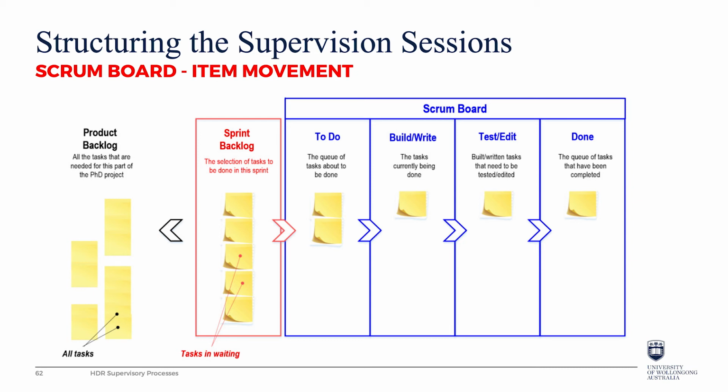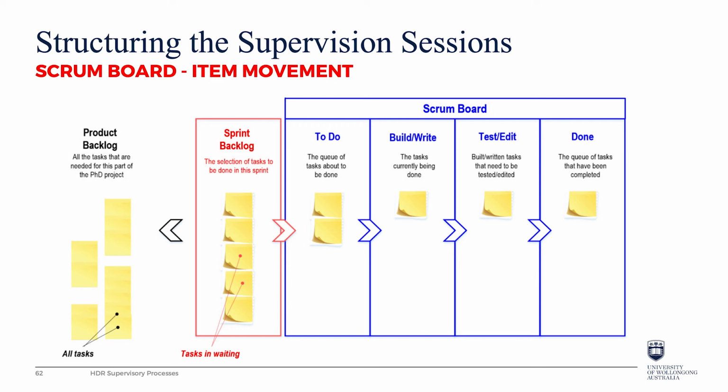When we have capacity to do them, an item is picked from that to-do list and moves to the right-hand column where that particular part of the dissertation is written, and then it may be edited, and then it's put into a done board. And the idea is to move all of the sprint backlog items over to the right to the done board so that we can sign off that sprint.